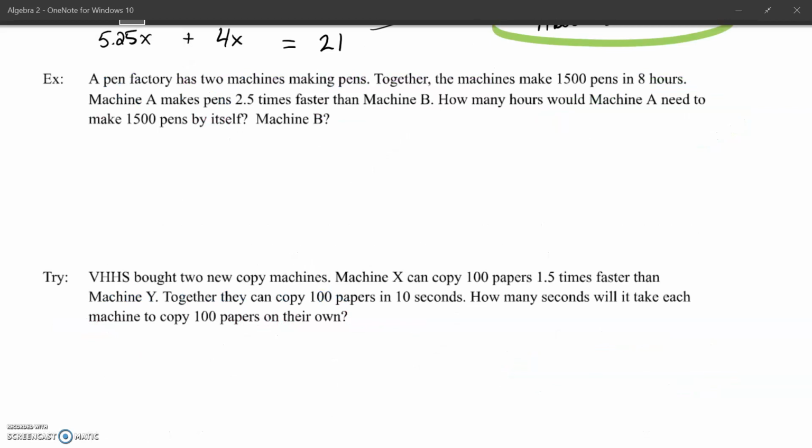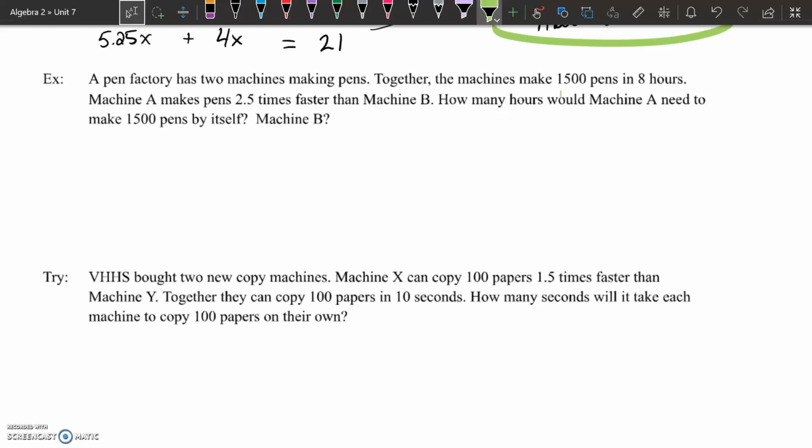So in our next example, this is when I was talking about how our work problem equation that we had up at the top here is not going to have a numerator of 1, because we're not talking about completing just one thing, one desk, or draining one pool. We're talking about making 1,500 pens. Beyond that, what we don't know is different.